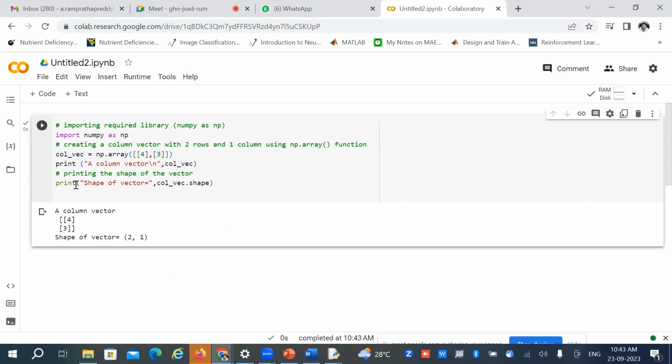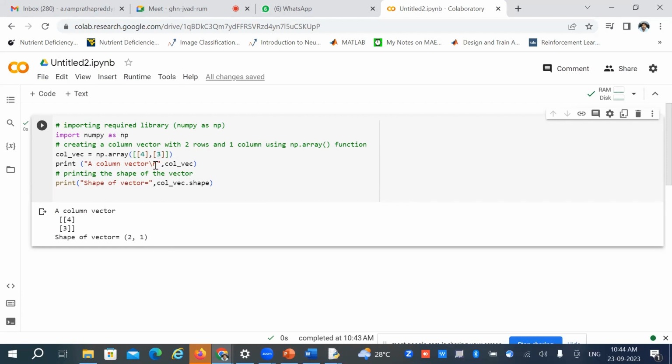And one more thing you should remember: the shape of the vector. What is the shape of the vector? 2 by 1. That means 2 rows and 1 column. The shape of the vector is 2 by 1. That is the matrix representation, 2 by 1: 2 rows in one column.